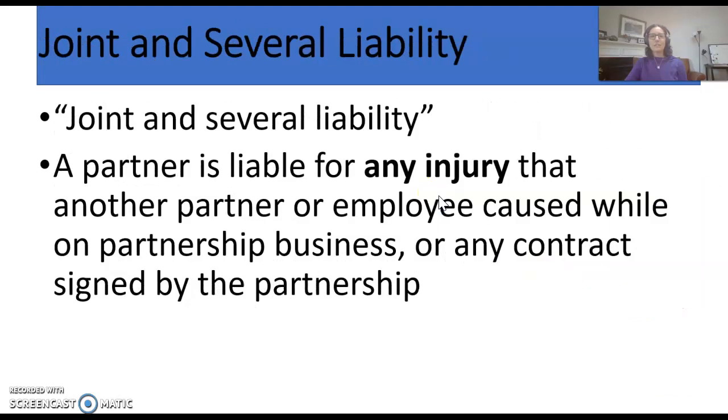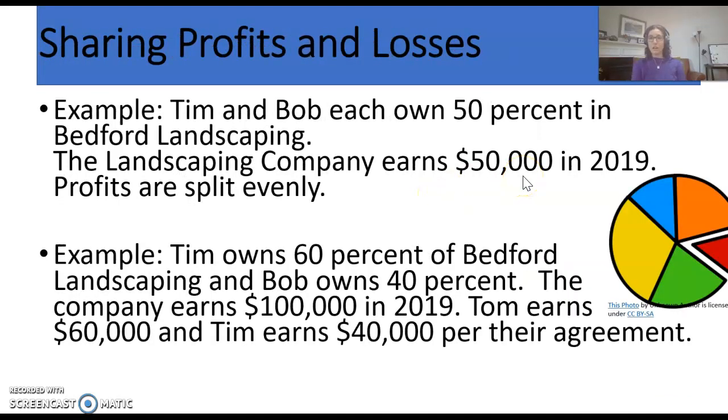Let me just repeat this here at this point about sharing profits and losses. If Tim and Bob each own 50% of a Bedford landscaping company and the company earns $50,000 in 2019, the profits are split evenly. But one really interesting thing about sharing profits in a partnership is the partners can decide to divide that pie of ownership in different ways. So we could decide that we wanted to be 50-50 partners, and you own 50%, I own 50%, in which case we will share the profits evenly.